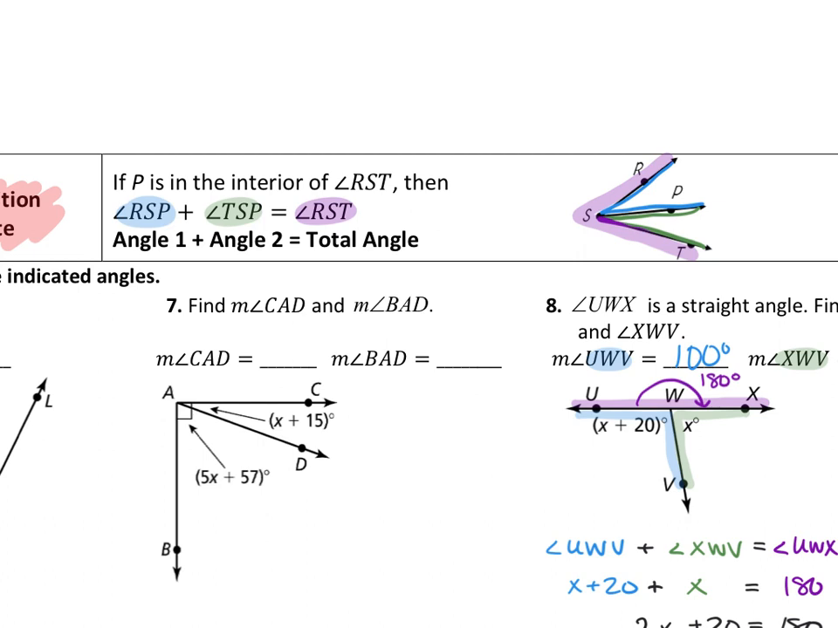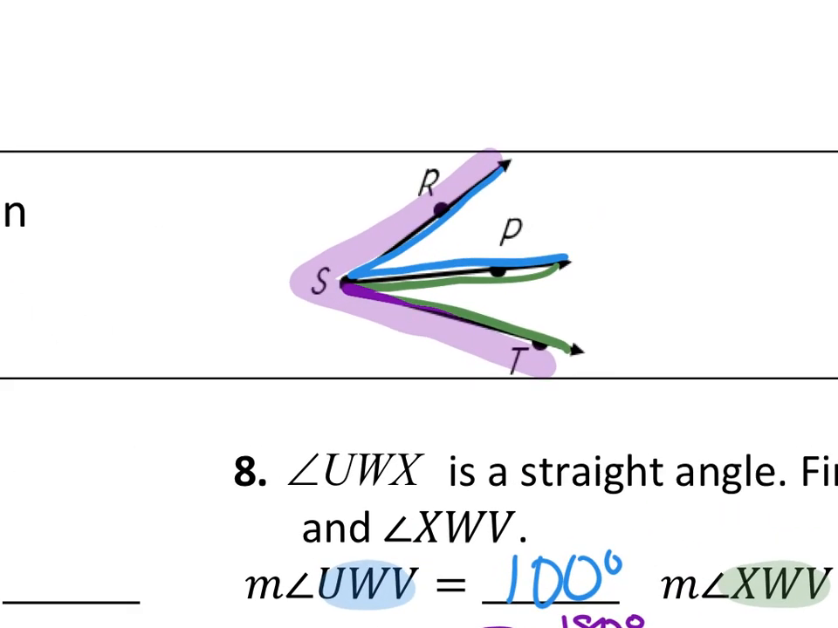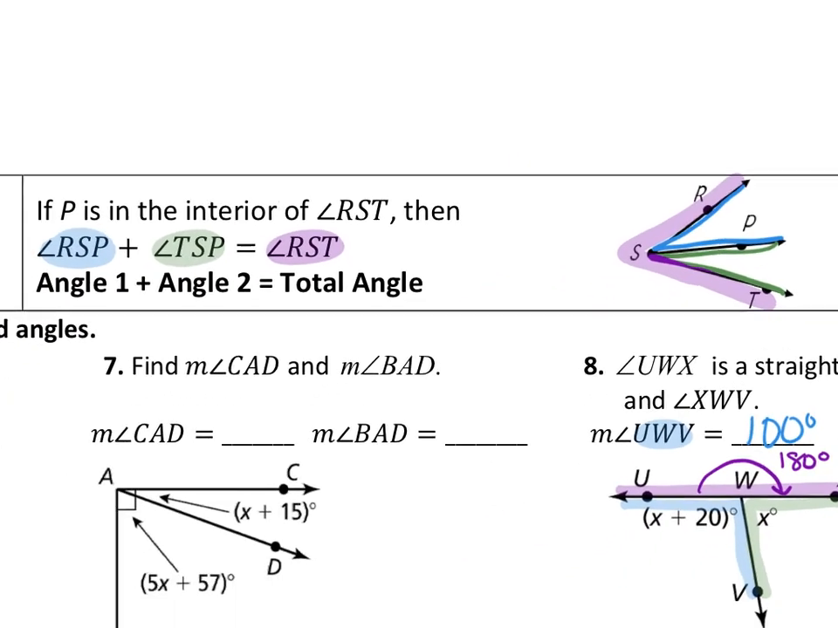If you're confused, okay. If I labeled this RSP, little angle, and PST, so I have the blue and I have the green. If I put them together, blue and green make what? RST? Yes, the purple. And it's going to be the measurements. So just like we did with the segments where the two small pieces add together to make the big one, it's the same thing. Okay?